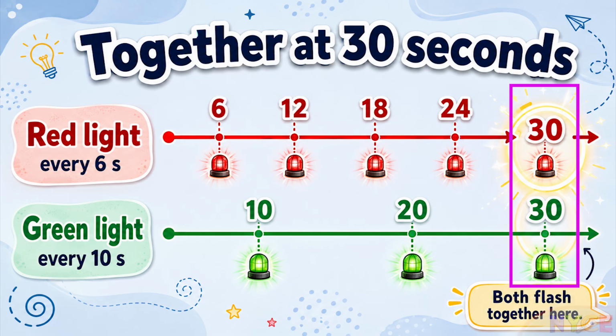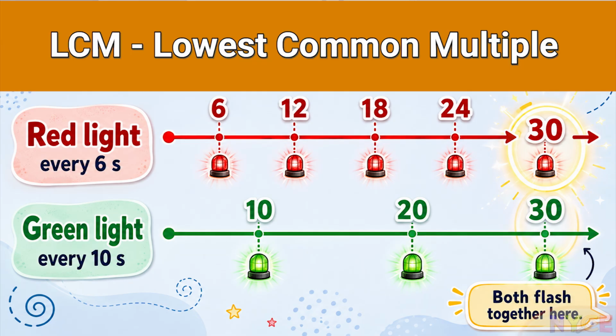This is the need for LCM. When we want to find the first common meeting point of repeating cycles, we use LCM. LCM means lowest common multiple. It is the smallest positive number that is a multiple of 2 or more numbers.